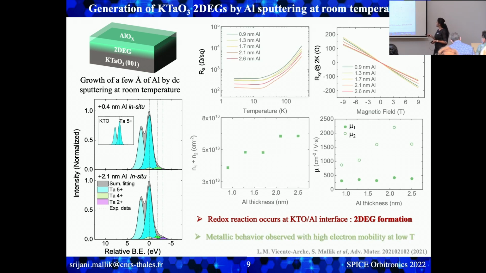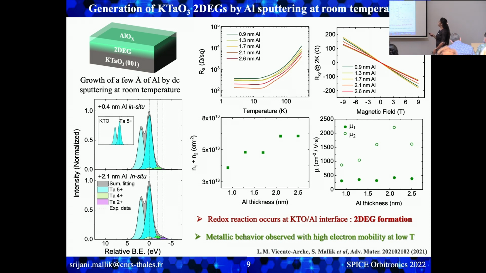And we also did transport property measurements, where by varying the thickness of aluminium, for all of the samples we have very nice resistance versus temperature measurements, a nice metallic curve. From the Hall measurements, we calculated the carrier densities as well as the mobility of the samples. The mobility of these samples was of a similar order of magnitude to what we earlier got in the case of, let's say, aluminium STO samples.